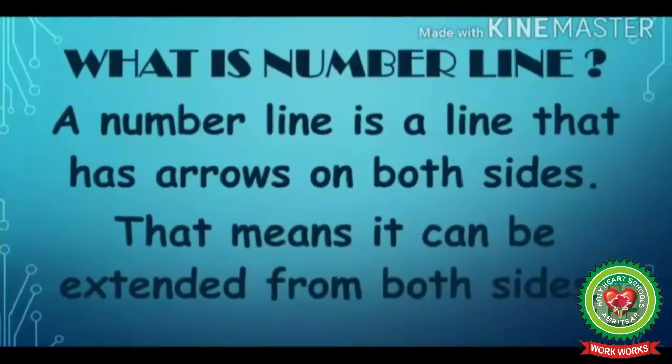First of all, let's see what a number line is. A number line is a line that has arrows on both sides. That means it can be extended from both sides. I hope you all know how to draw a number line.